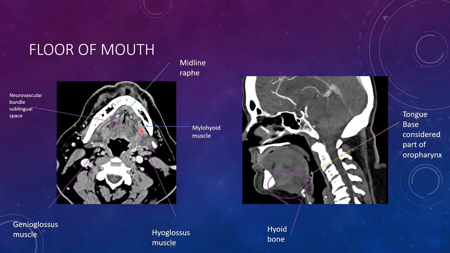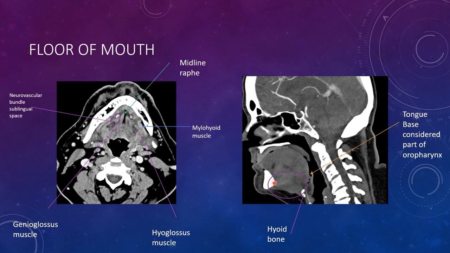So mylohyoid, hyoglossus, genioglossus. You need to notice the midline raphe because any cancers that cross the midline are a higher stage, and anything that invades into that neurovascular bundle in the sublingual space is also upgraded in terms of cancer staging. Here it is on the sagittal view.